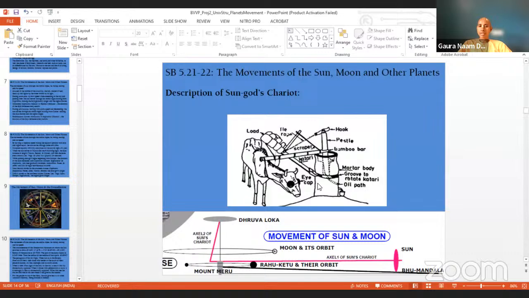For this explanation, Bhagavatam gives an example of an oil pulling machine, where an axle is kept on a bull and this rotates, and one more axle is also kept which will regulate the length of this axle.